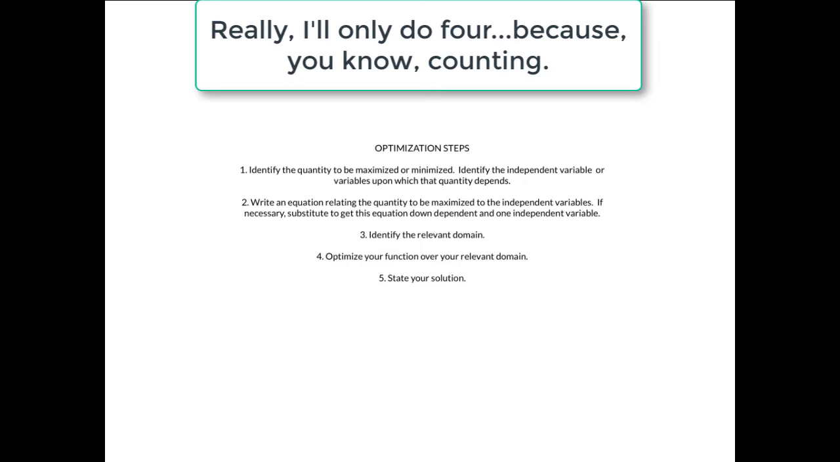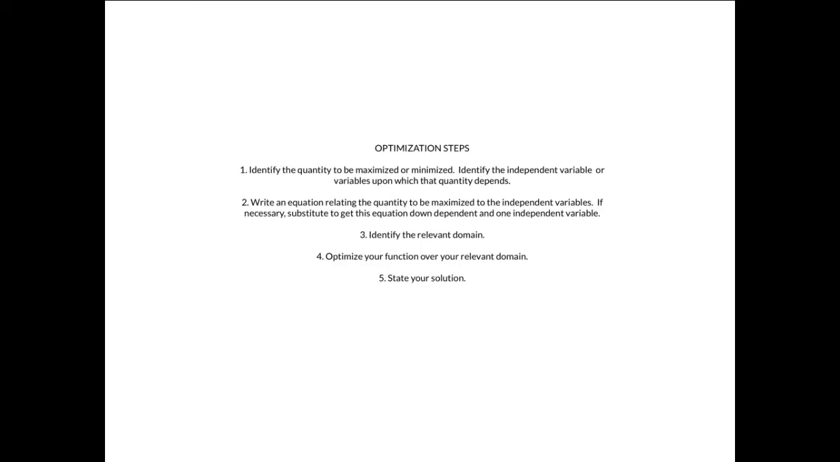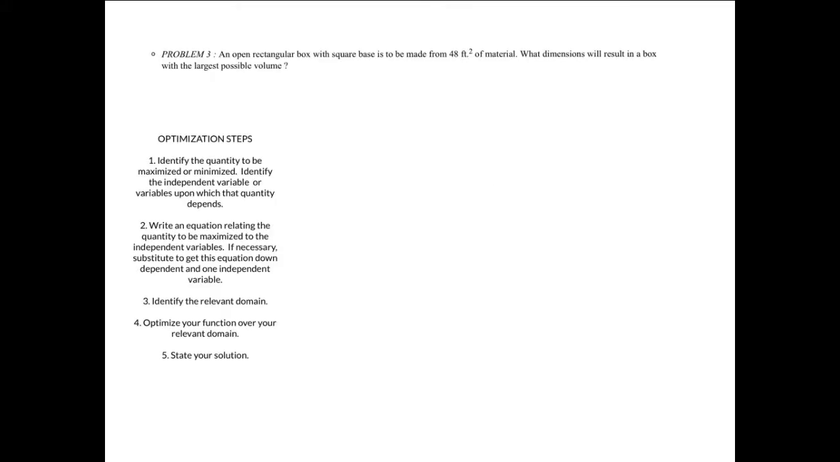So the steps for optimization are: you want to start by identifying the quantity to be maximized or minimized, identify the independent variable or variables upon which that quantity depends, and then write an equation relating the quantity to be maximized to the independent variables. If necessary, substitute to get this equation down to one dependent and one independent variable. Step 3 is to identify the relevant domain. Step 4, optimize your function over your relevant domain. And step 5, state your solution. So those are the steps. And here's our first example.